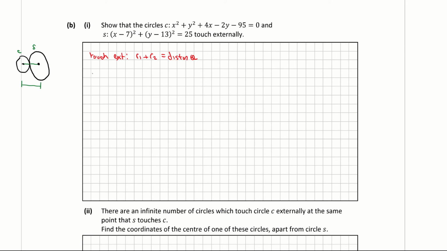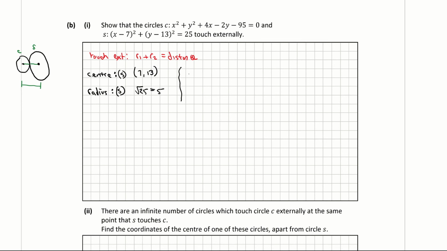S. So the center of S, let's write down some information here. The center of the circle S, first of all, is going to be 7, 13. Okay, so we can just read that from the equation of the circle there. And my radius of S is going to be root 25, which is 5. So there's my center and my radius of S.